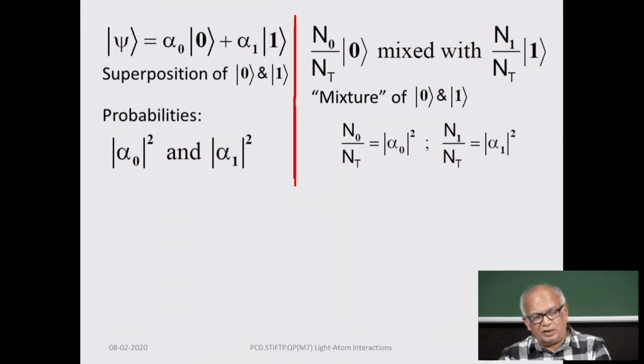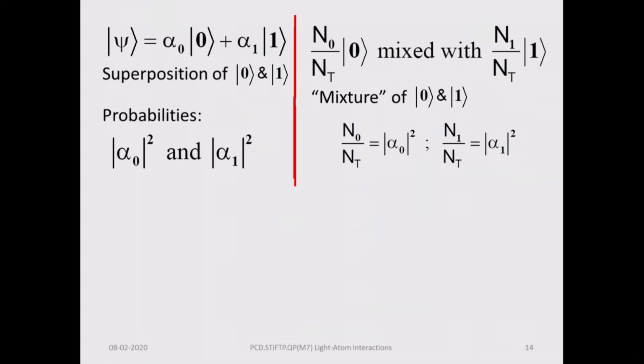You can certainly construct a mixture of these two states in such proportions. So, if Nt is the total number of atoms which are available, and n0 of them are in the state 0 and n1 in the state 1, then their ratios can be chosen to be in the same proportion as alpha 0 square and alpha 1 square. So, there is a certain similarity between these two, but they are completely different kinds of systems, because one is a quantum superposition of 0 and 1, the other is a classical mixture of the states 0 and 1.